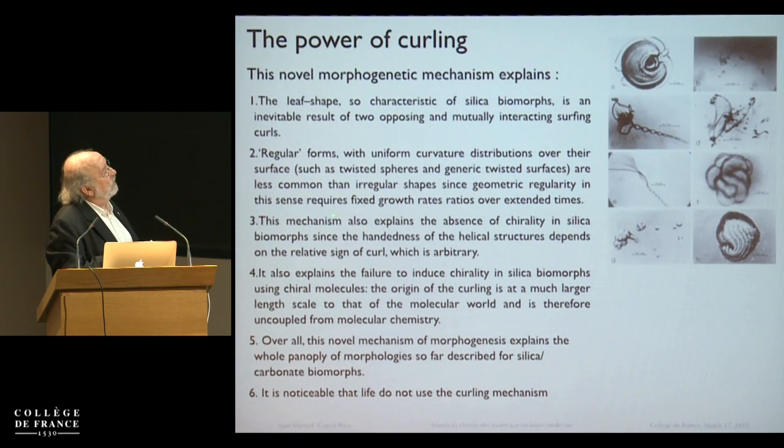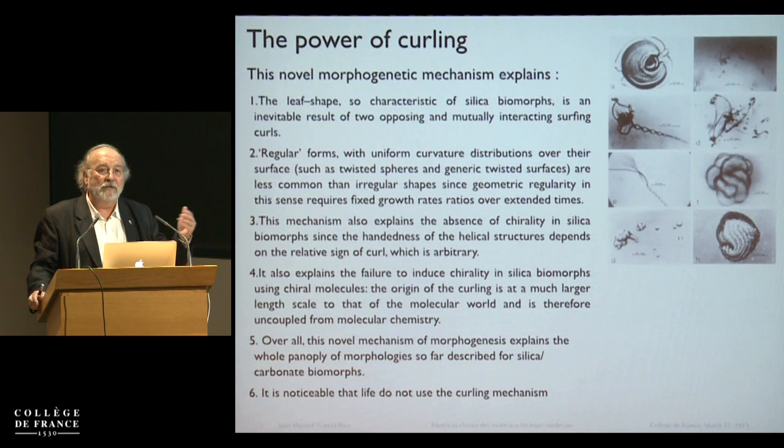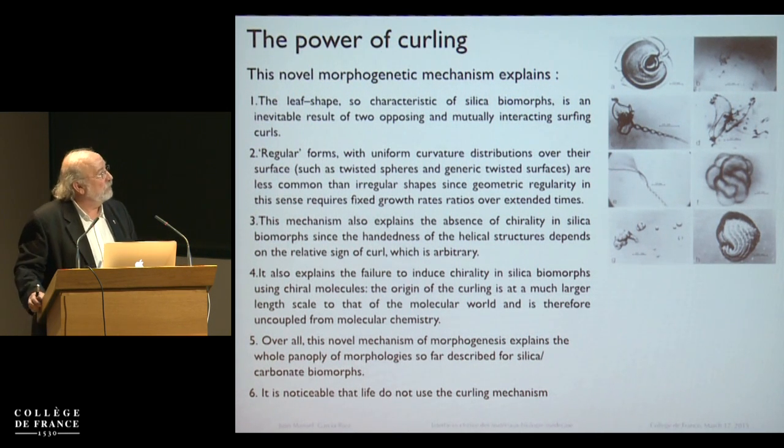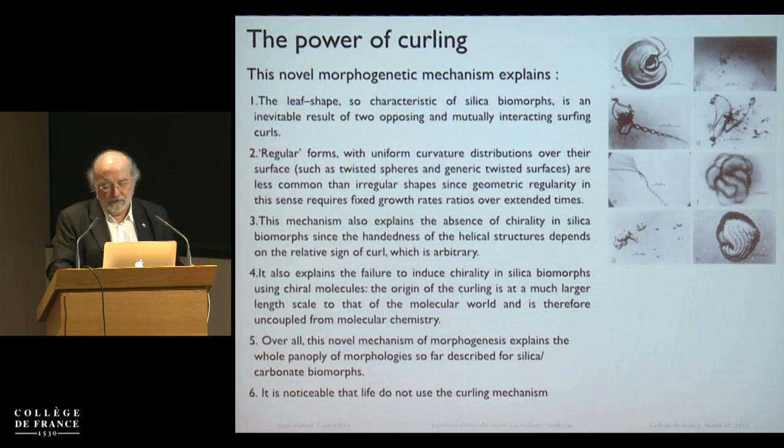This mechanism explains the absence of chirality that we observe, and why all the laboratories trying to induce chirality in this structure fail. We also failed because we were trying to use small molecules to induce chirality in something which is mechanistically at a much higher scale. So maybe using a very large molecule it will be possible to do it, but not with a small one. So this is the formation of the twisted sphere and the helicoidal twisted surface. All this is explained by this simple mechanism.